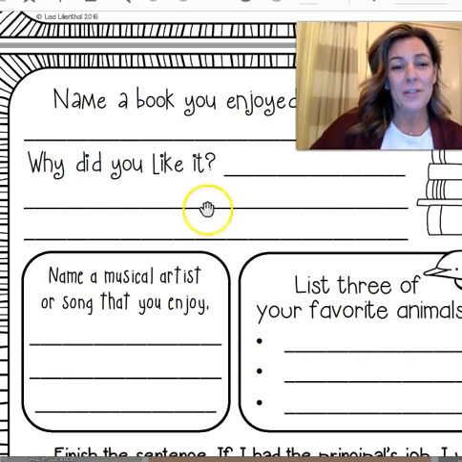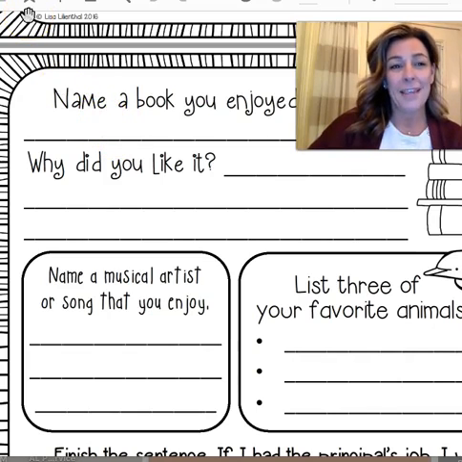So consider using an interest inventory with your students to accelerate your ability to know all you can about your students.